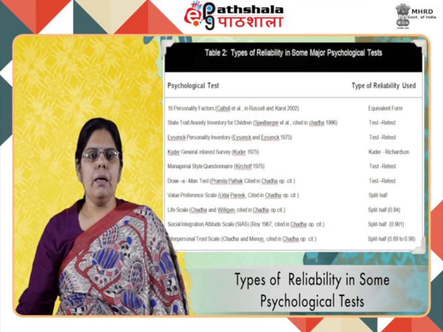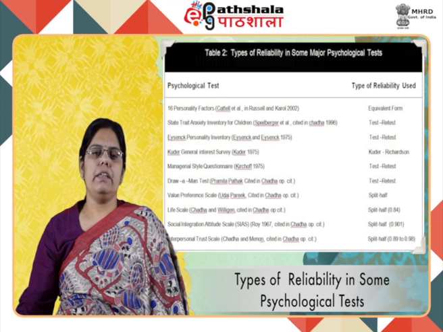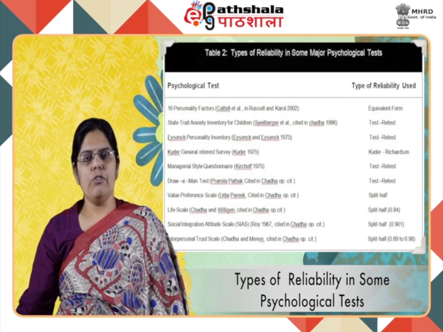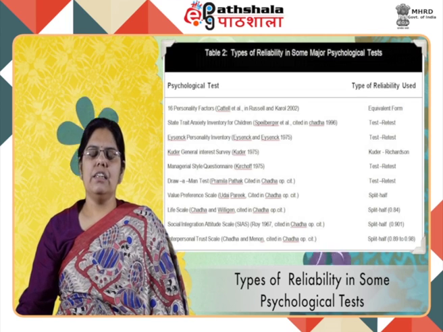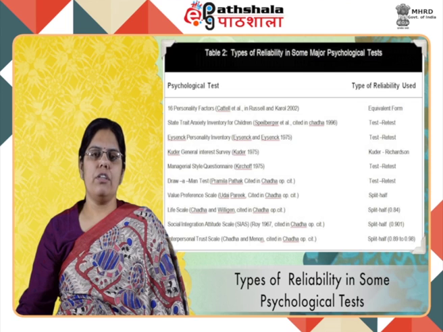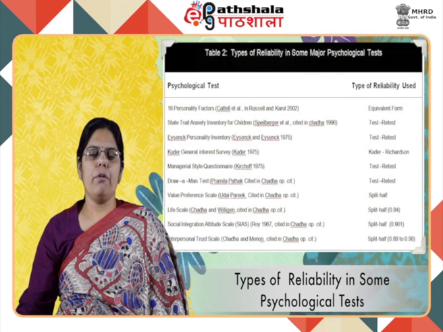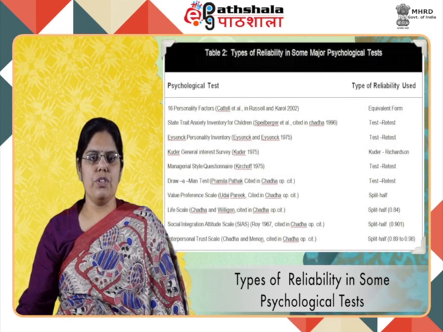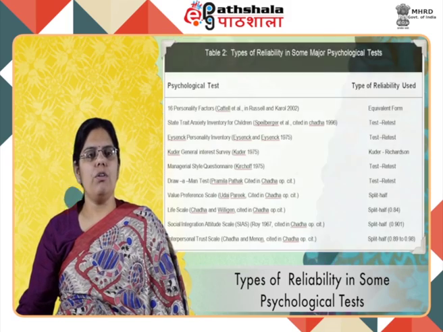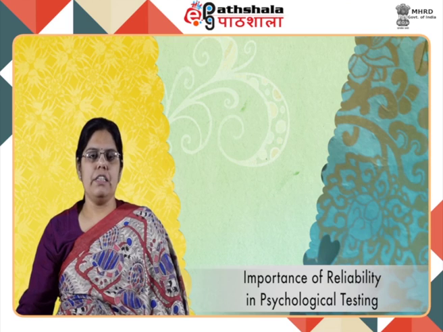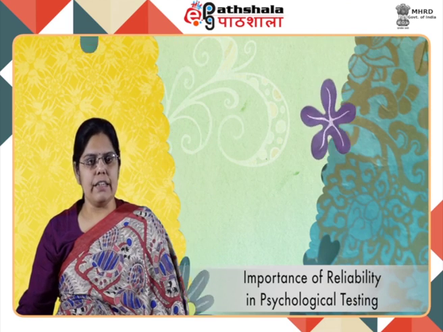Interpersonal trust scale by Chadha and Menon has again used split half method of reliability and the coefficient varies somewhere between 0.89 to 0.98. These are some of the common psychological tests and type of reliability that is used in them. After considering this, we will now look upon importance of reliability in psychological testing.